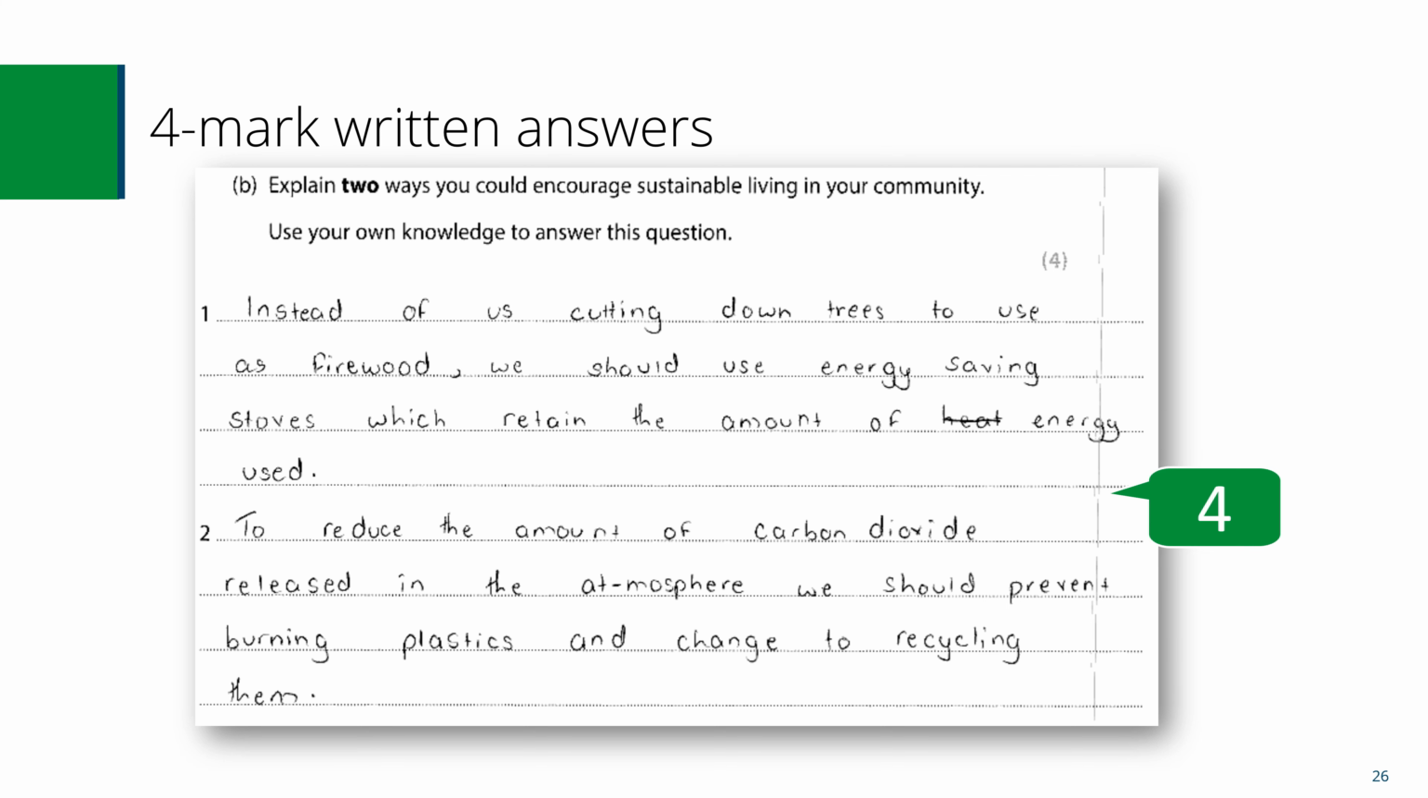This was awarded the full 4 marks. Both answers contain a specific, realistic action that a student could take or a student's family could take within a community, and there is a development to explain how they are more sustainable. We're told that to use an energy-saving stove would retain energy and would mean we don't have to cut down trees to use as firewood. That's fine. And we're also told that greater recycling and less burning of plastics would reduce the amount of carbon dioxide released to the atmosphere. So that is a strong answer that receives the full 4 marks.